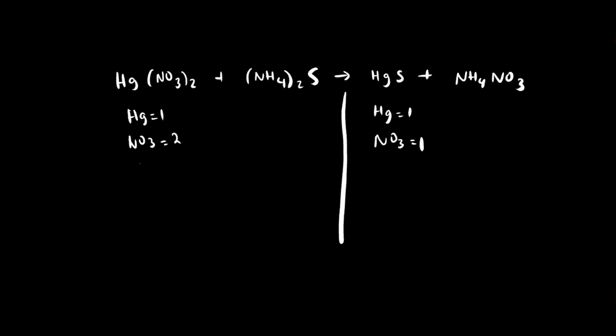Moving on to the ammonium, again, treat that as a whole, as a unit, instead of treating it separately as nitrogen and hydrogen. So NH4, we have 2 ammonium groups on the left, and then we have 1 ammonium group on the right hand side. And then as for the sulfur, we have 1 on the left and 1 on the right.